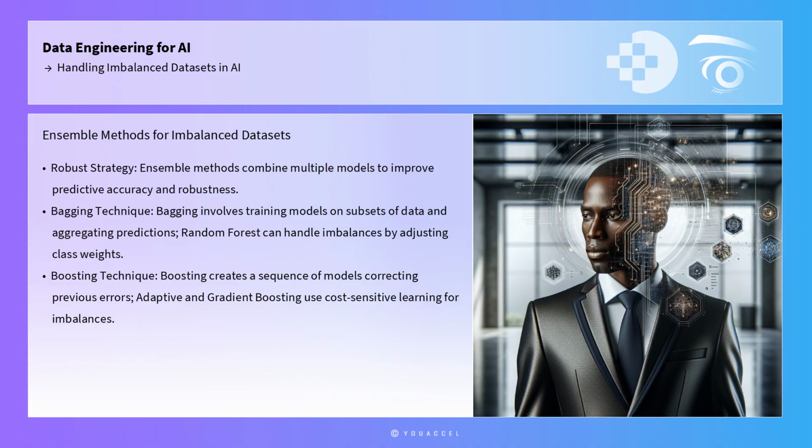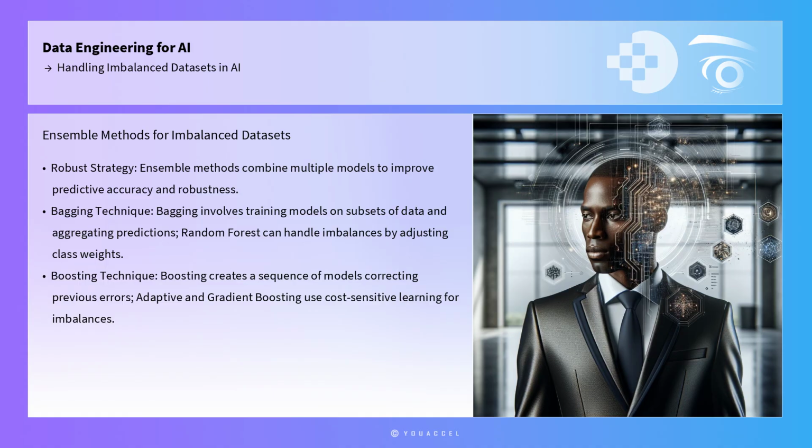Ensemble methods provide another robust strategy for handling imbalanced datasets. These methods combine multiple models to improve predictive accuracy and robustness. Bagging and boosting are two prominent ensemble techniques. Bagging, or bootstrap aggregating, involves training multiple models on different subsets of the training data and aggregating their predictions.